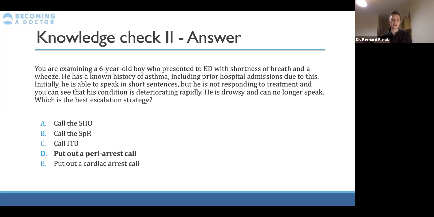And that's literally what a peri-arrest or peri-crash call is. If they might stop breathing at any minute, you need to be putting out a peri-arrest call. But yes, ITU would be people who come in that scenario. But in terms of thinking what's the best thing to do, I think in this scenario it would be to put out a peri-arrest call, because ITU is going to come immediately rather than speak to you and wait for you to convince them to come.